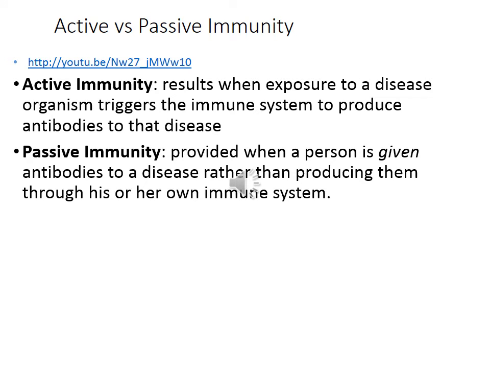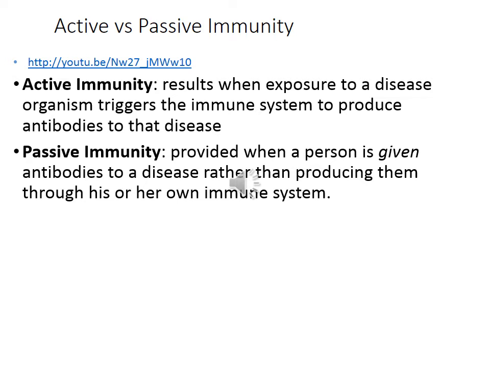Then we have active versus passive immunity. Active immunity results when exposure to a disease organism triggers the immune system to produce an antibody to that disease, where passive is provided when a person is given antibodies to a disease rather than producing them through their own immune system. So, immunization involves the stimulation of an adaptive immune system so that when exposed to the pathogen, their body has already developed immunity against it.